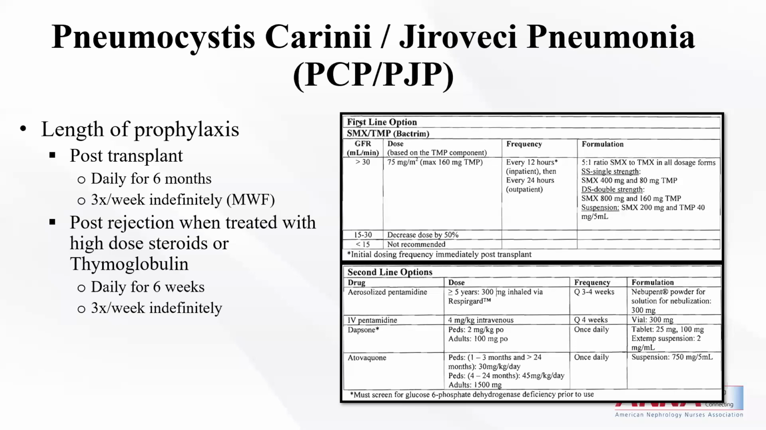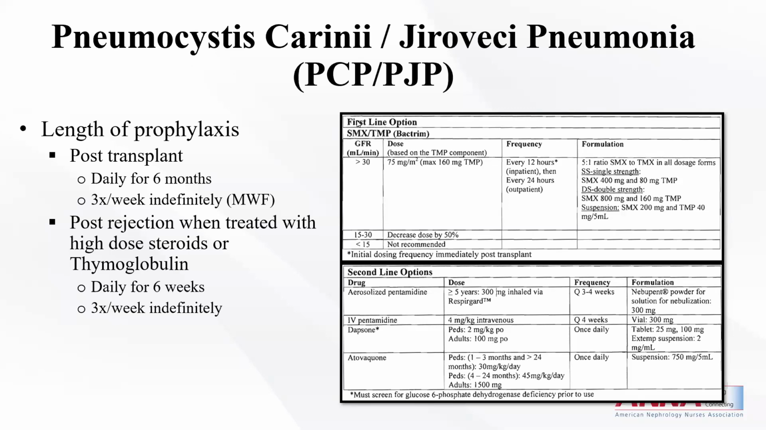And they'll be on that indefinitely because we do not want them to get this. Post-transplant, post-rejection, when they are treated with high-dose steroids or thymoglobulin. So if they have a rejection and are treated with thymoglobulin and high-dose steroids for that rejection, you have to be very careful and actually switch them back to daily for 6 weeks on the Bactrim.